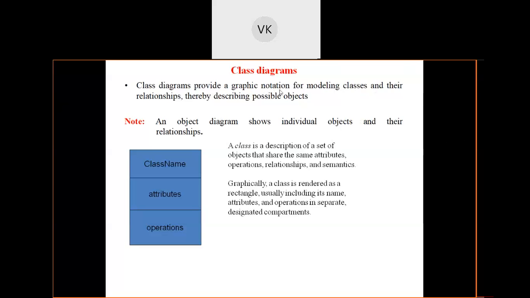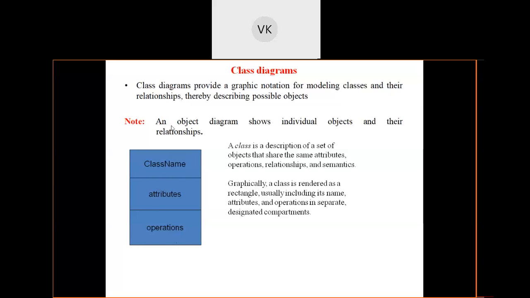The class diagram provides a graphical notation for modeling the classes. I told you that the class diagram is a three compartment structure. The first compartment is for naming the class, the second is for writing the attributes, or you can call them variables, and the third compartment is for writing the operations.